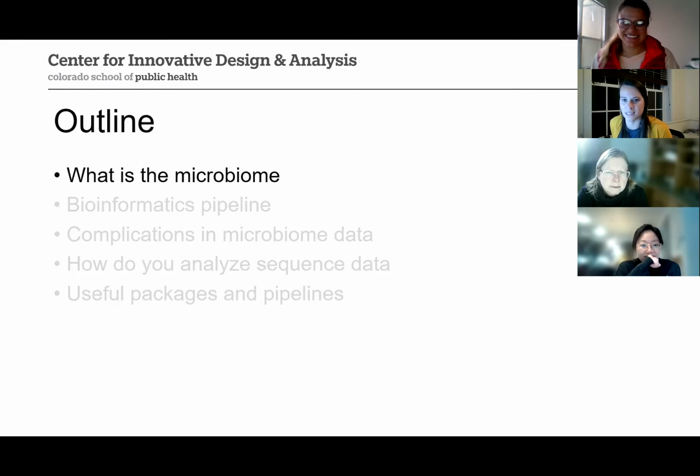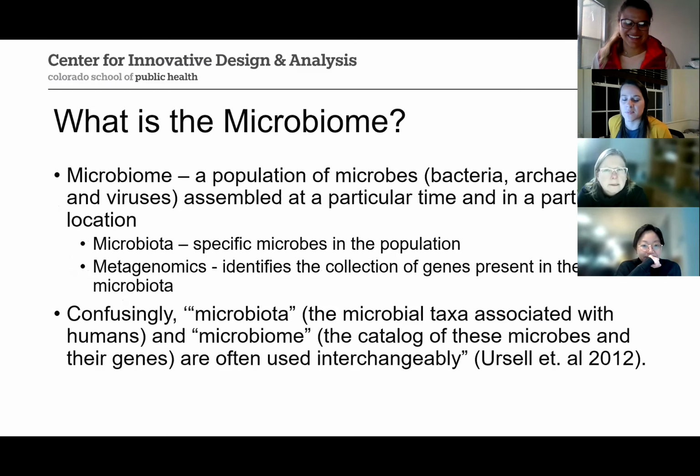So first, what is the microbiome? Microbiome is a population of microbes assembled at a particular time in a particular location. The microbiome contains both the microbiota and the metagenomics. The microbiota are the specific microbes in the population, and the metagenomics identify the collection of genes present in the microbiota. Confusingly, microbiota and microbiome can be used interchangeably at times, even though they are not the same thing. Microbiota are a part of the microbiome, but they're not the whole thing. The whole thing also includes the genes. So keep that in mind.